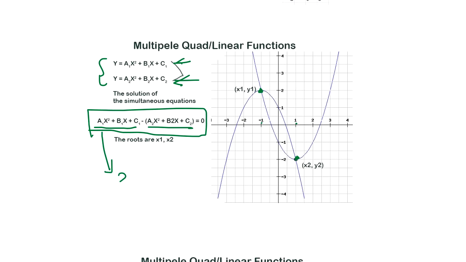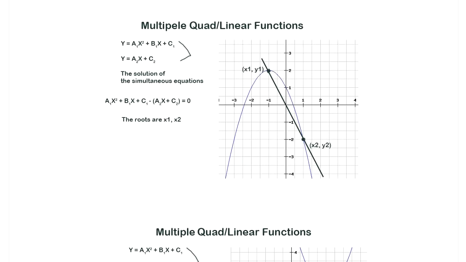There are two roots which correspond to this value and this value. Okay, so the problem is the same. It's just finding roots: finding the roots of a single quadratic equation or the common points of two quadratic equations. It's the same problem.